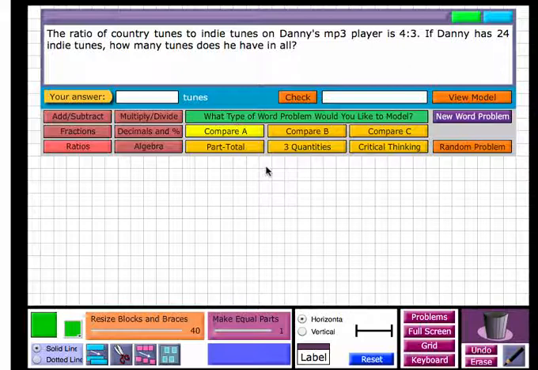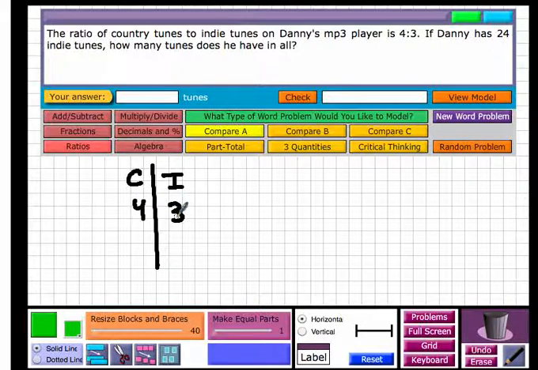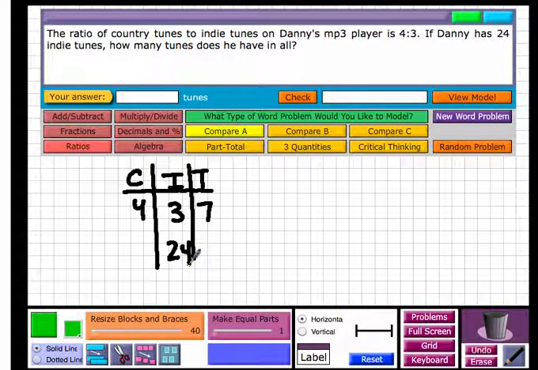So you could set this up in a table. Country, indie is 4 to 3. And it's asking us about the total. So far the total is 7. If Danny has 24 indie tunes, you could just see by multiplying it like this, we're multiplying it by 8.